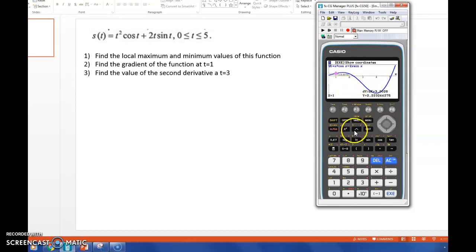Okay, so I can pick any point I like, pick an x value of 3.5, and I can see there that the gradient is negative. I can't read what it is actually, but if I actually had my calculator, I'd be able to.